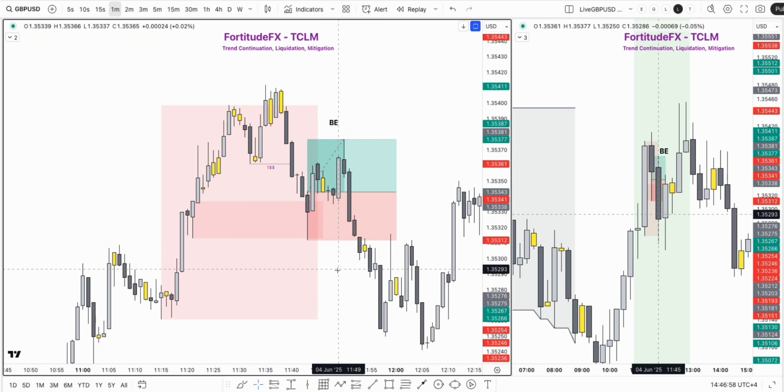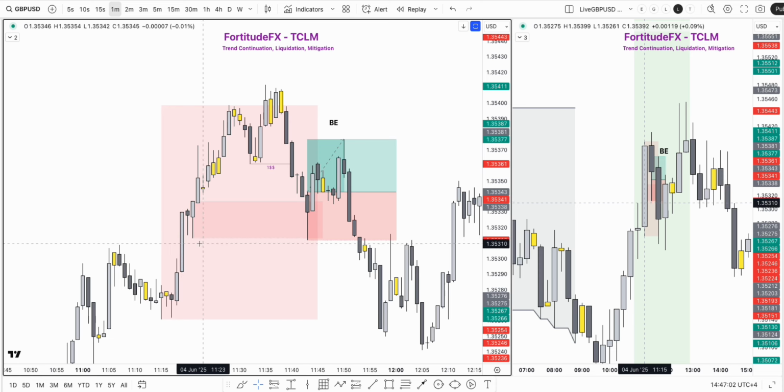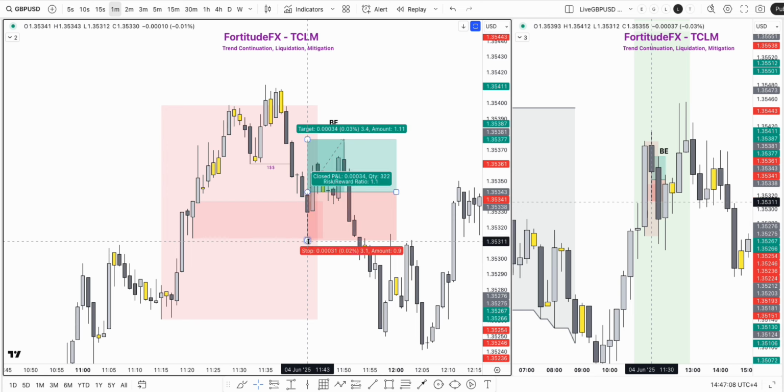Why I still placed an entry over here is that in my mind I assumed that this took liquidity because it wasn't too strong of a break and it did not close below. So I'm assuming that this was a liquidity grab with a nice strong wick, and it's going to continue upwards.